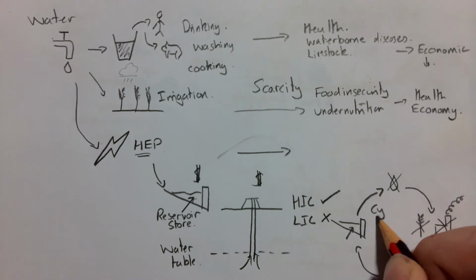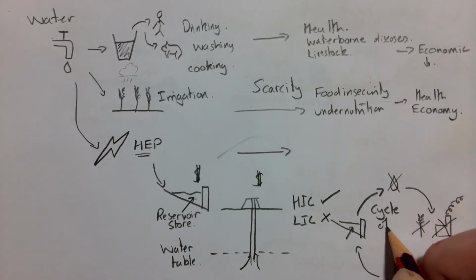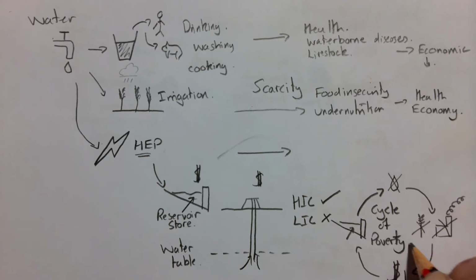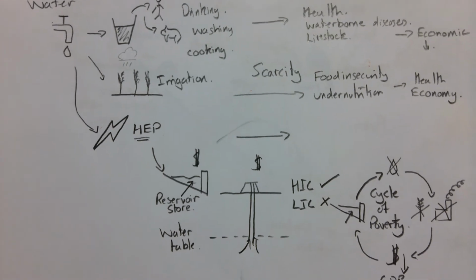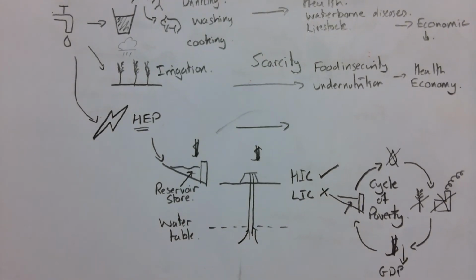So we can refer to this as the cycle of poverty. And it is very hard for poor countries to break out of this cycle of poverty. Key to it is making sure that the water supply is good and that we overcome scarcity.